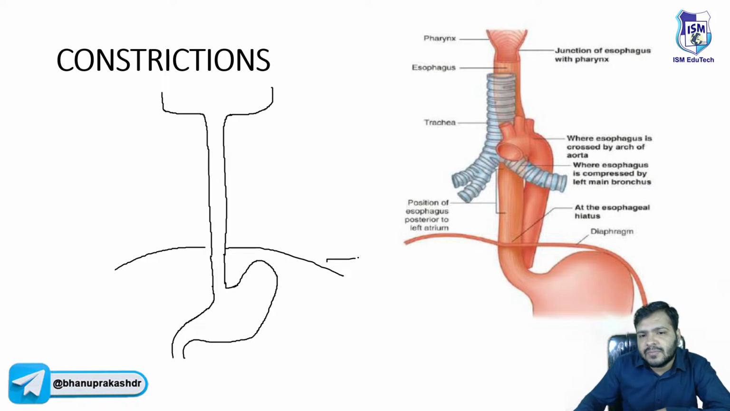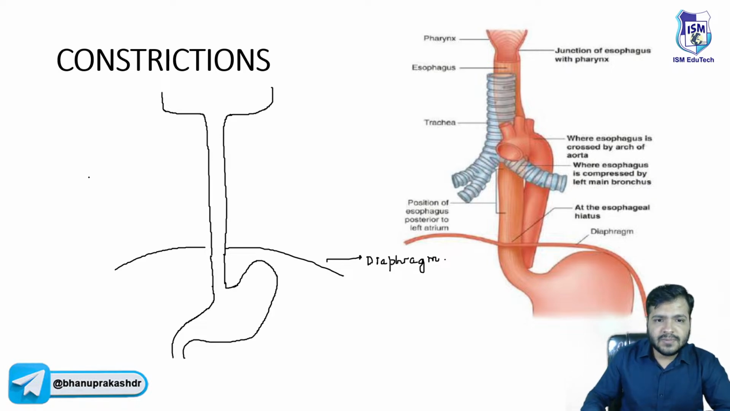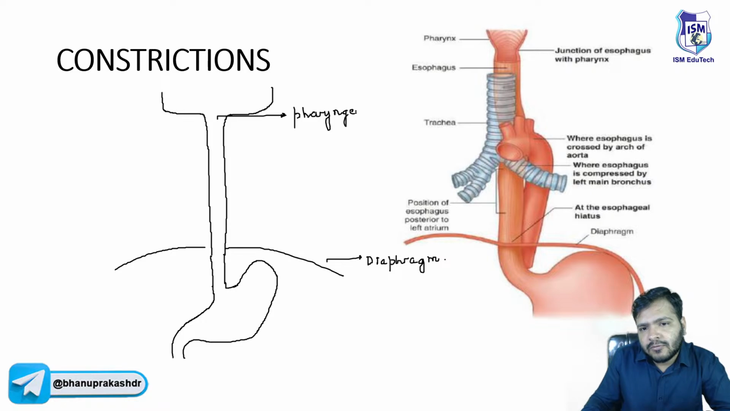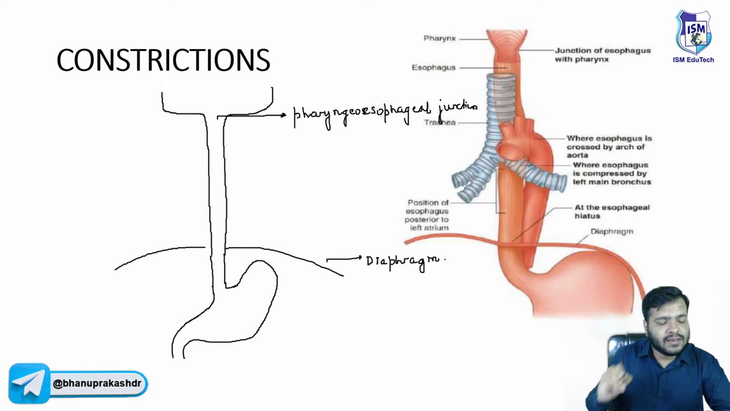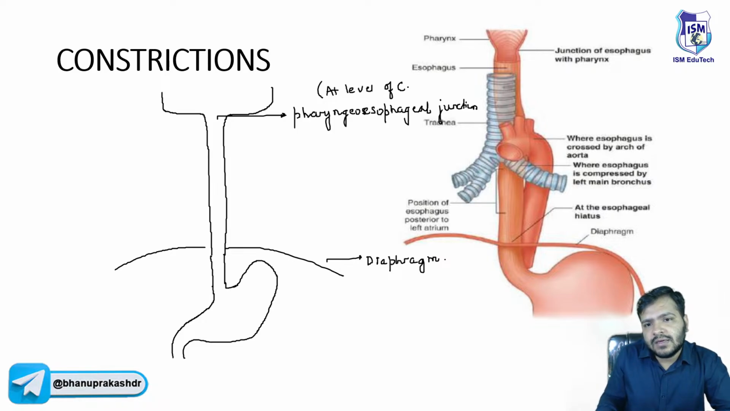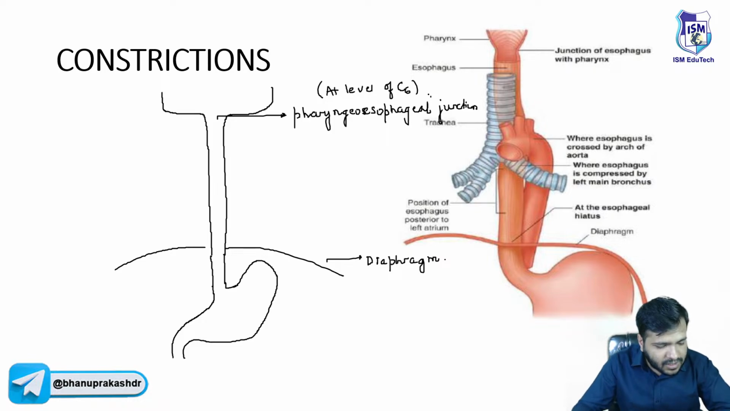So remember beta, suppose this is the diaphragm. Now tell me beta, this is which junction? This is the pharyngeal-esophageal junction. Now, pharyngeal-esophageal junction, it is at the level of C6. Now beta, there are 3 important landmarks.